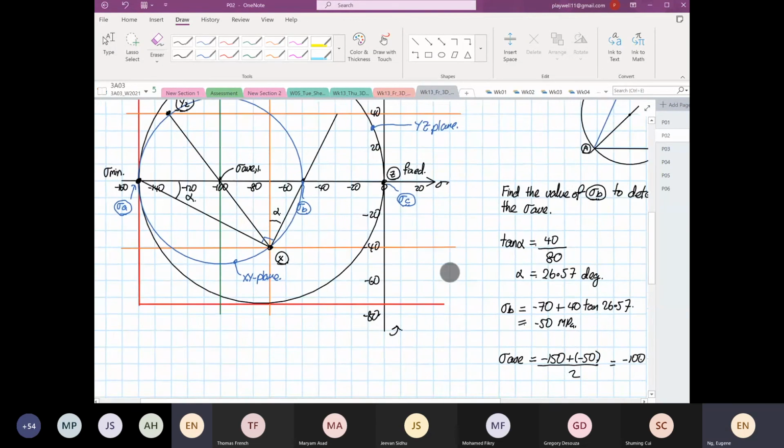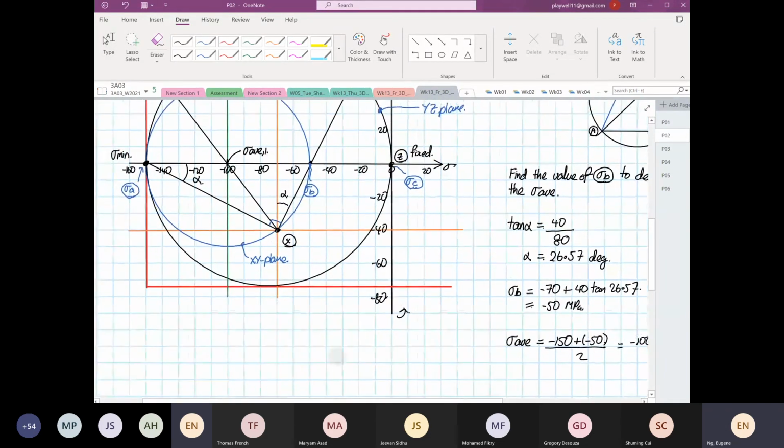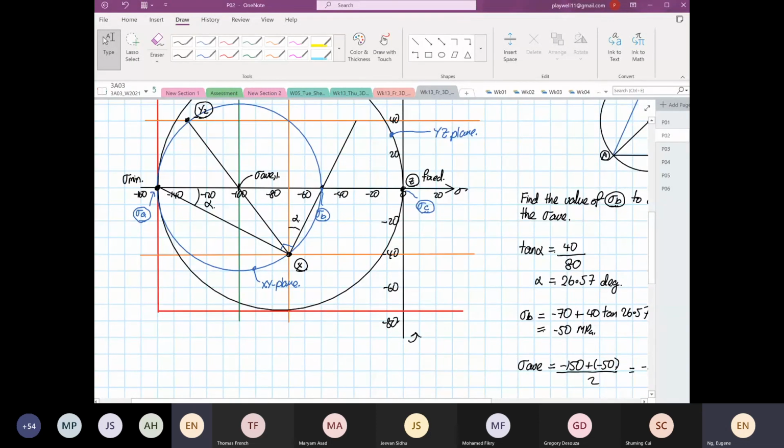Okay, now let's calculate stress Y. So stress Y2, but before we calculate stress Y2, we need to know some values first. Okay, so if we know this is alpha, right, this over here is also equal to alpha, right? And then this angle over here is equal to 2 alpha, because this angle over here is 180 minus 2 alpha. So this angle over here is definitely equal to 2 alpha.